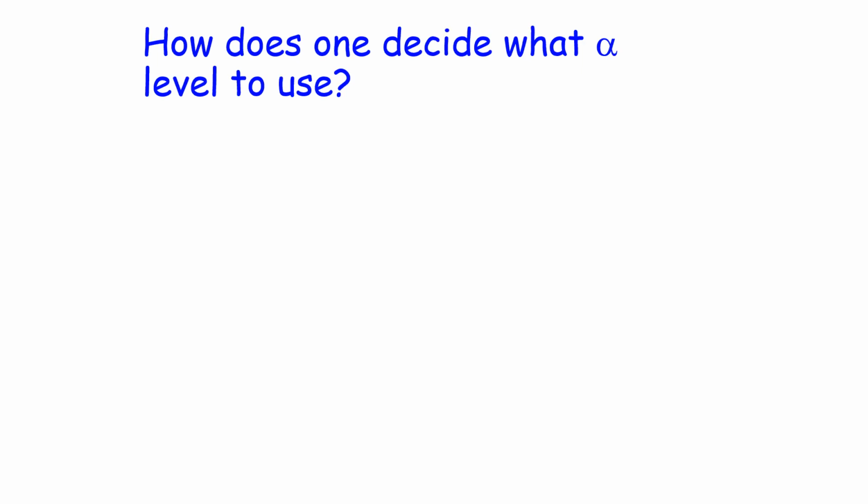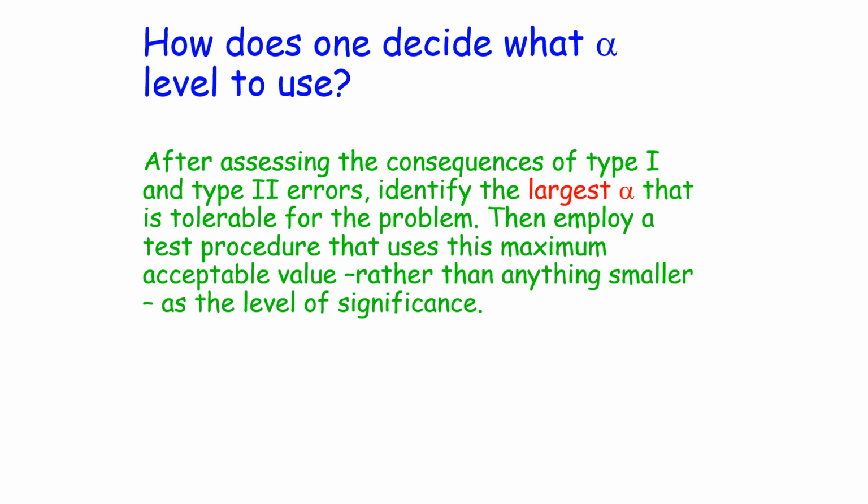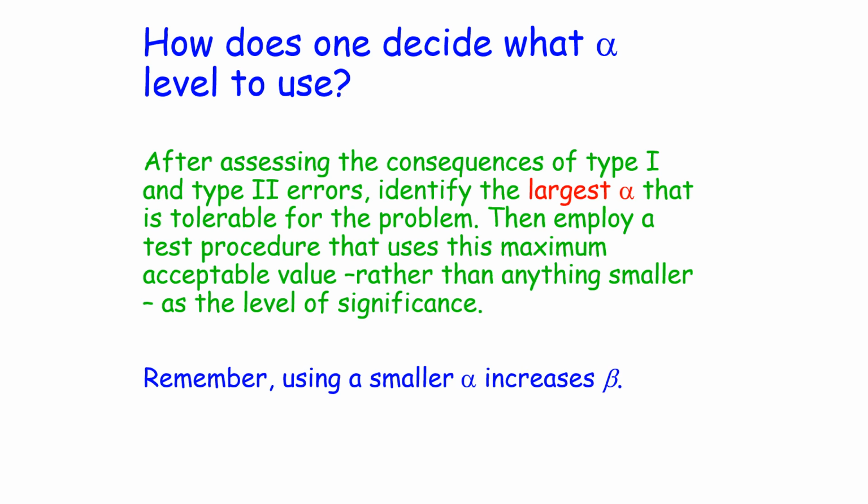So how does one decide what alpha to use? Well, after assessing the consequences of a type 1 and a type 2 error, you're going to identify the largest alpha that is tolerable for the problem. Then you're going to employ a test procedure that uses its maximum acceptable value rather than anything smaller as the level of significance. Because remember that using a smaller alpha increases our beta.